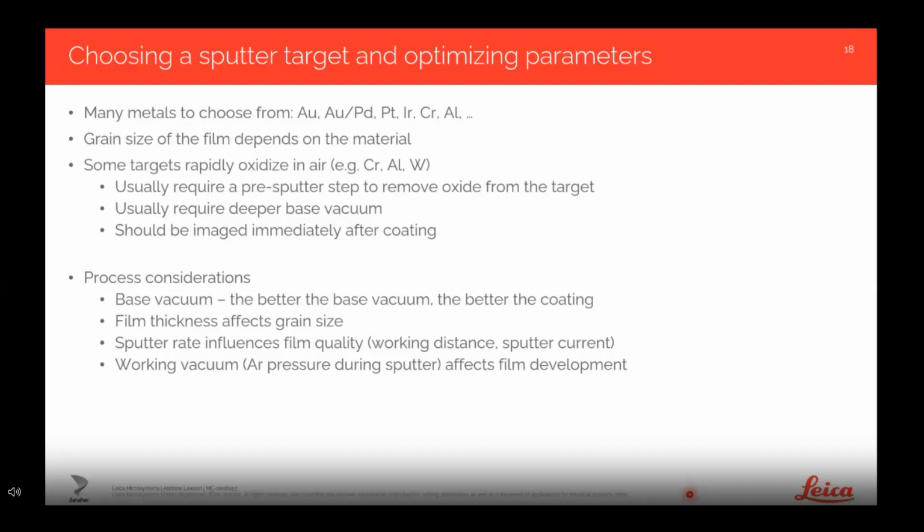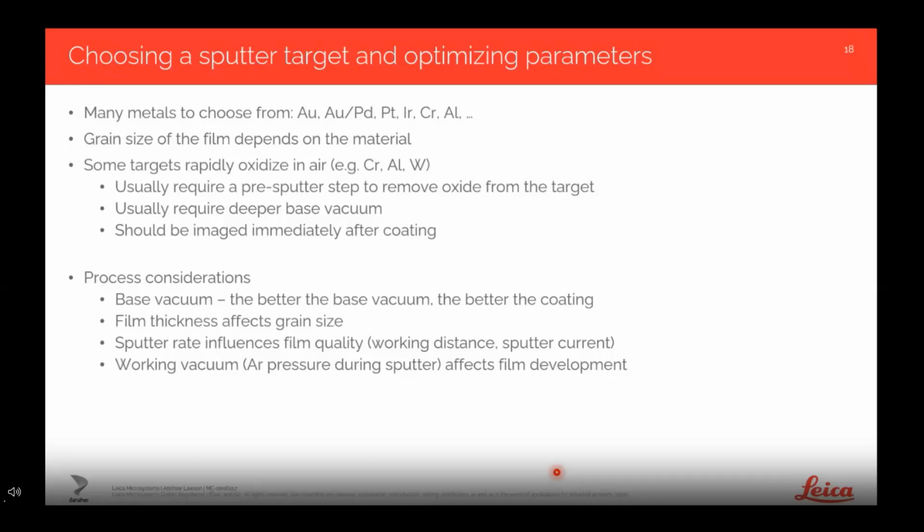The grain size of your film will first and foremost depend on the material that you choose. There's a natural kind of grain size that these films tend to develop. Some of your targets may tend to oxidize in the air, and that's again a material dependent situation. Things like chrome, aluminum, tungsten, they oxidize readily in air. So those usually require a pre-sputter step to remove the oxide from the target, and that can be built into the ACE600 program.